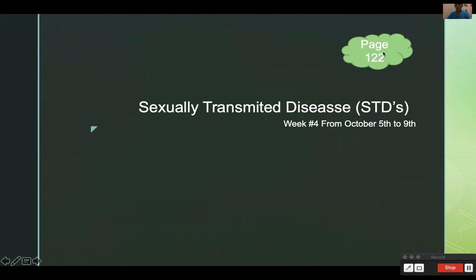You'll find it on page 122, or you can see STDs. Sexually transmitted diseases, page 122. I'm going to try to speak just in English, because you're 6th grade, so you have to understand what I am saying. Please be focused on the presentation, be focused on me, keep your mind open, keep your ears open. Be a good listener. Okay, let's start.